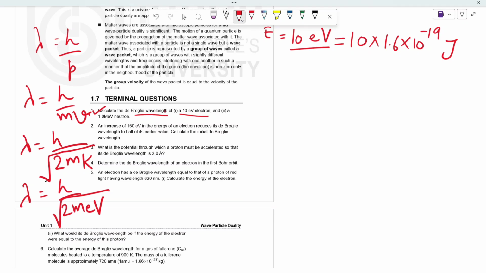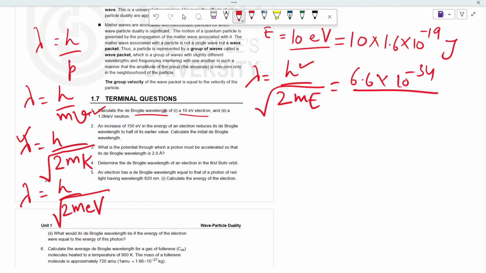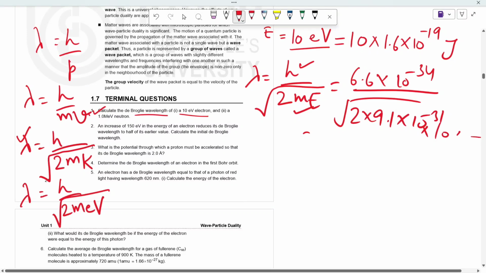The formula that we will use is lambda equal to h by root 2mE. That is the third formula, where K is kinetic energy, which is given to us. इस फॉर्मूले में सारी वैल्यूज हम पुट करेंगे. h, Planck's constant, has the value 6.6 into 10 to the power minus 34 joule second, and mass of electron is 9.1 into 10 to the power minus 31 kilogram. So we can easily calculate the answer by substituting these values. So this is the first numerical.